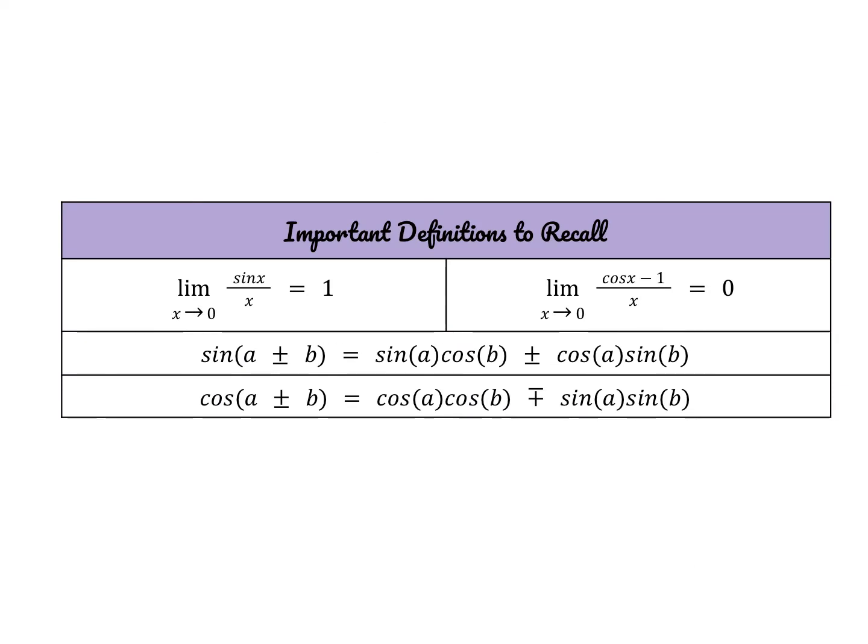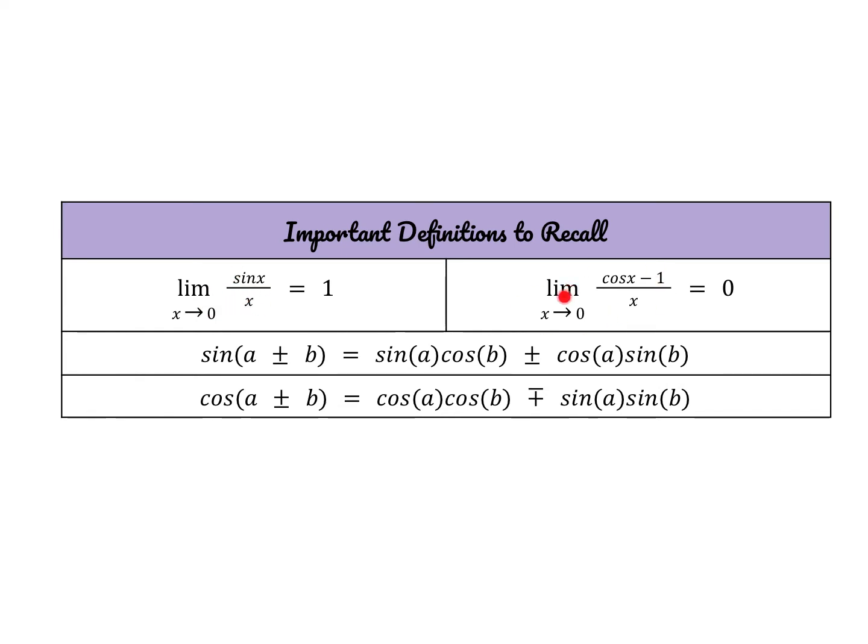All right, so today in some of the rules that we're going to be learning and proving, there are a couple really important definitions that we need to recall. So these first two limits are limits that we proved in the last chapter using the squeeze theorem, and we said definitely memorize these limits. So this one, the limit as x approaches 0 of sine of x over x is equal to 1. This is just a really important limit to memorize, but again, we did prove it using the squeeze theorem.